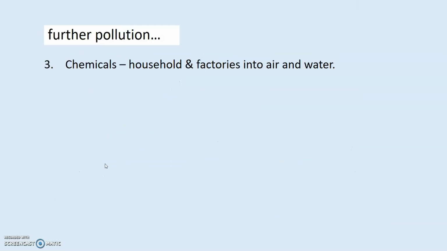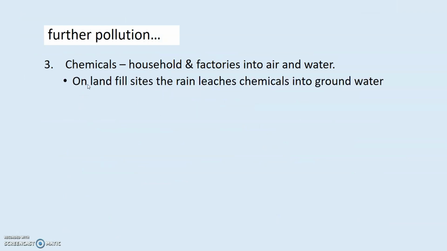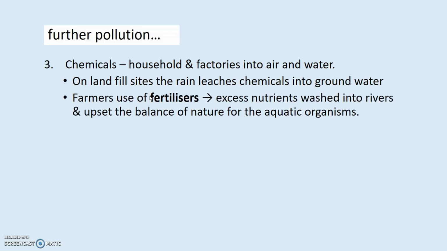Further problems. Chemicals, both household and factories, that go into the air and the water. On a landfill site, the rain leaches chemicals into the groundwater, and that's impossible to clean up. Farmers use fertilizers. Excess nutrients get washed into the river and upset the balance of nature for the aquatic organisms.